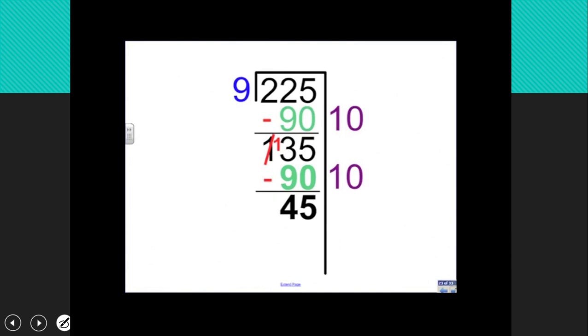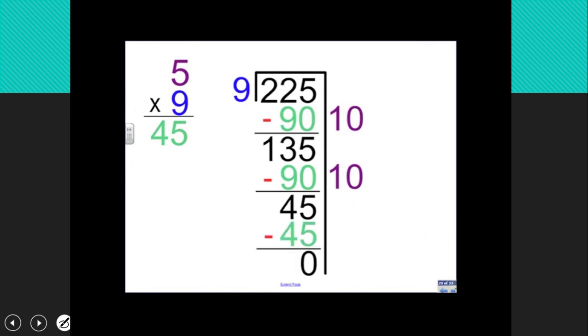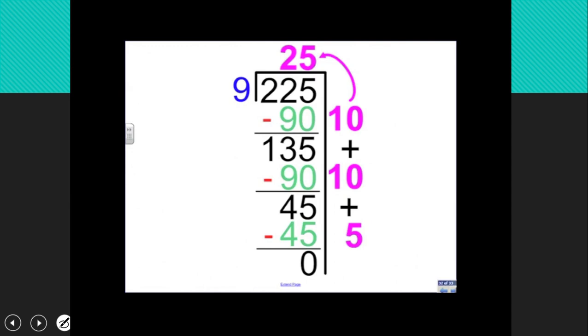Now we'll find out how many nines will go into 45. 5 groups of 9 is 45. Subtracting, you'll find 0. Keep track of the nines by writing 5 on the side. Add them up and the quotient is 25.